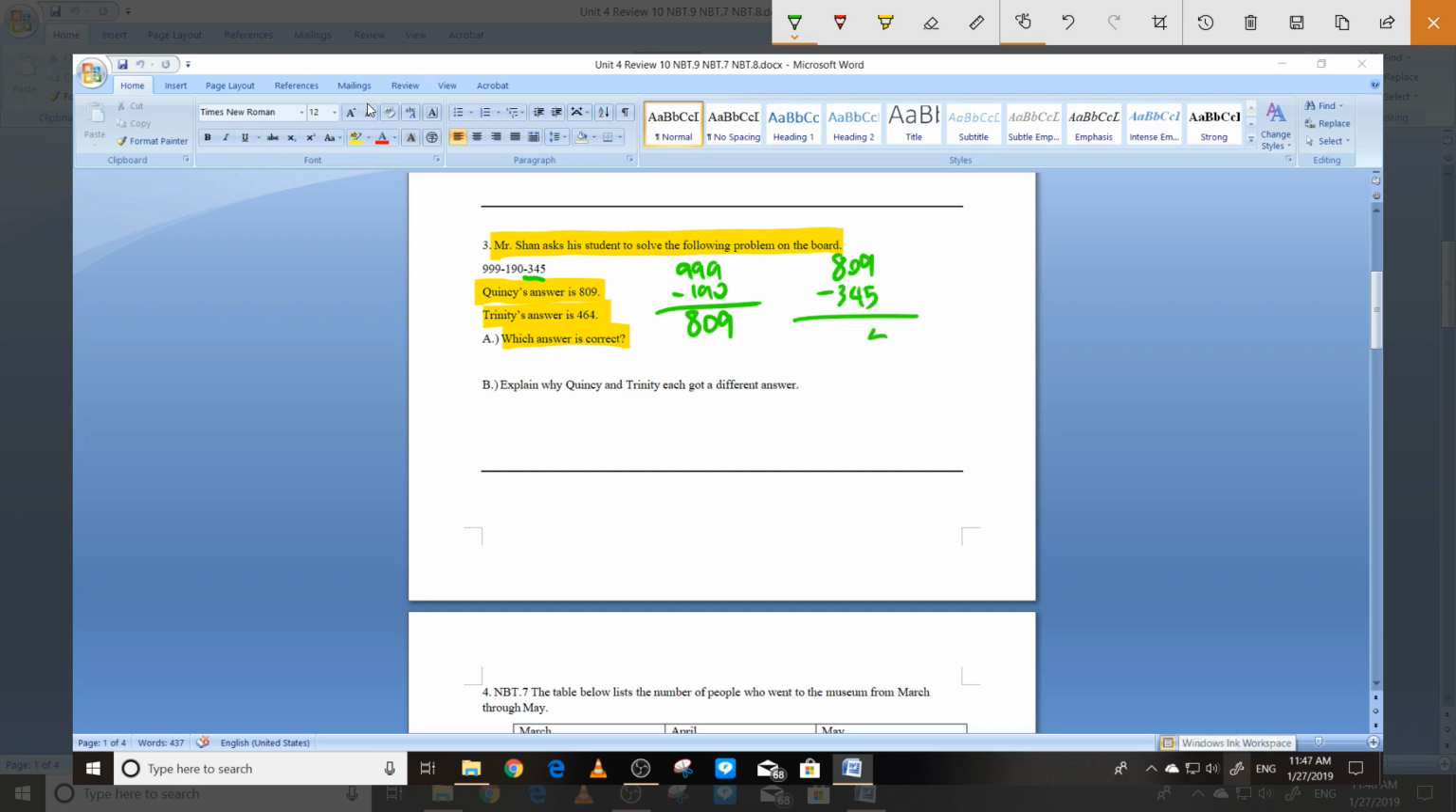9 take away 5 is 4. 0 cannot take away 4 because 0 is smaller than 4. Therefore, we borrow from 8. That becomes 7. Put a 1 in front of the 0. Then 0 becomes 10 with that 1 in front of it. So now 10 take away 4 is 6. 7 take away 3 is 4. The answer is 464, exactly what Trinity got.